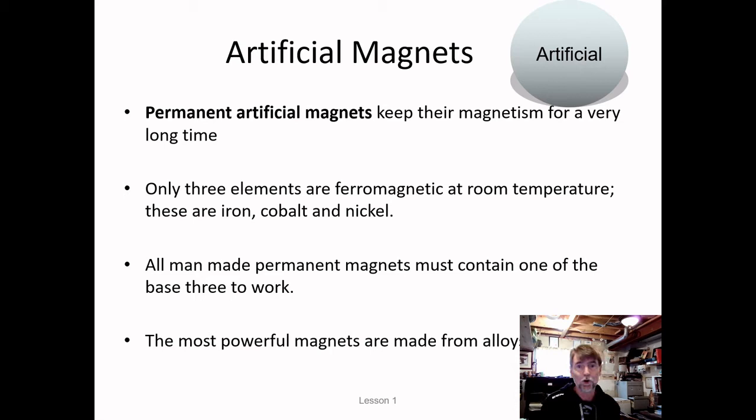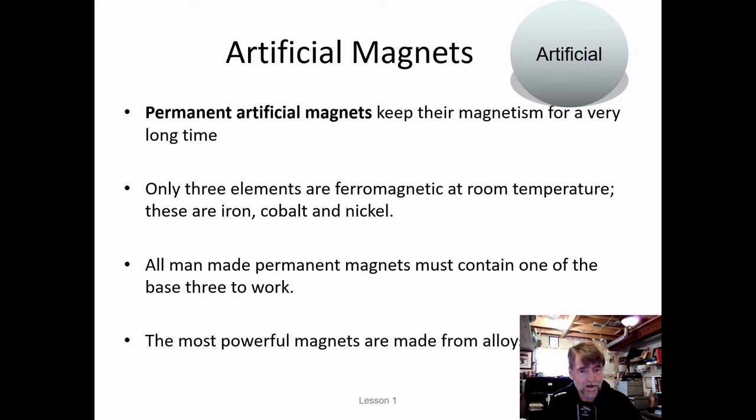So these are elements that can be magnetized. We call them permanent artificial magnets because for an exceptionally long period of time, once you've applied some kind of energy to magnetize that material, it will remain that way. All man-made permanent magnets must contain one of these base elements to work. So any magnet that you've ever encountered will have one of these in it. And the final comment there says most powerful magnets are made from alloys.